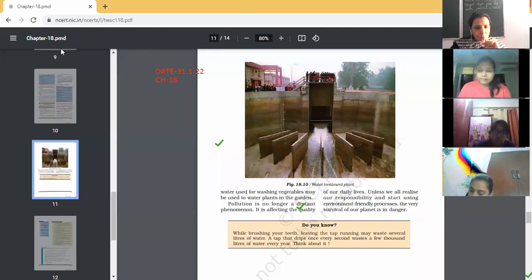Okay, even at your home, whenever there is a leakage in any tap, kindly tell your parents to repair it and use water wherever it is needed. Don't waste the water or throw the water here. And you can reuse. Can you give me a few points on how we can reuse the water?